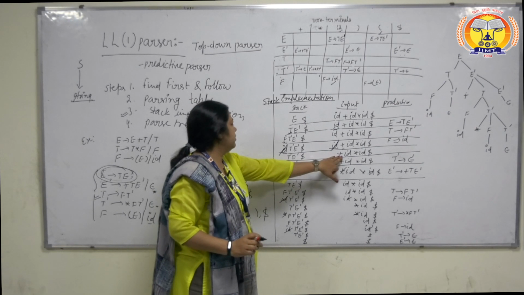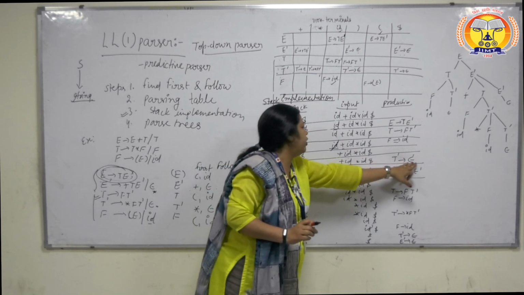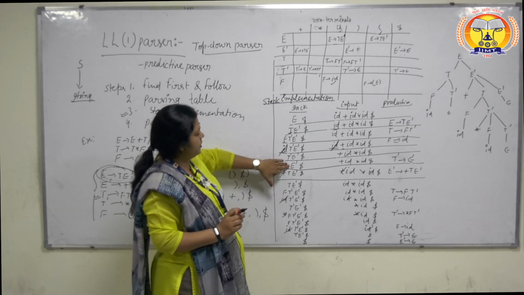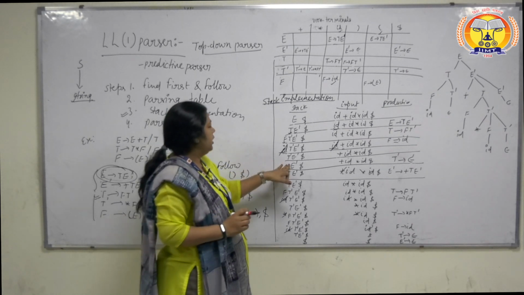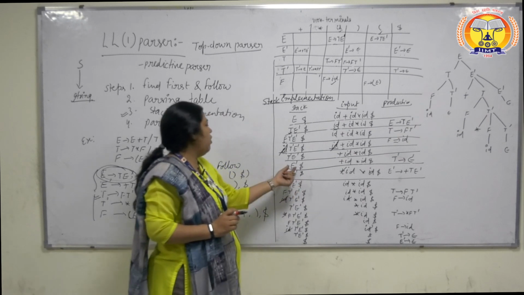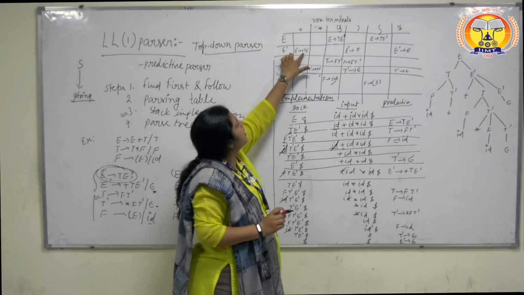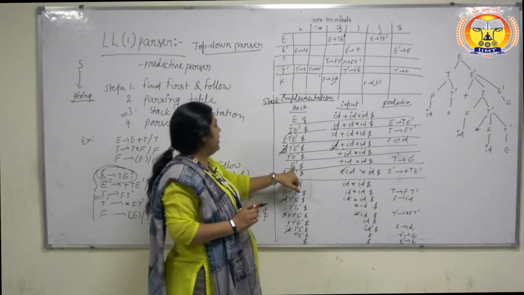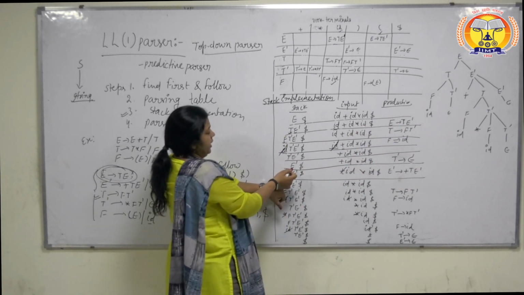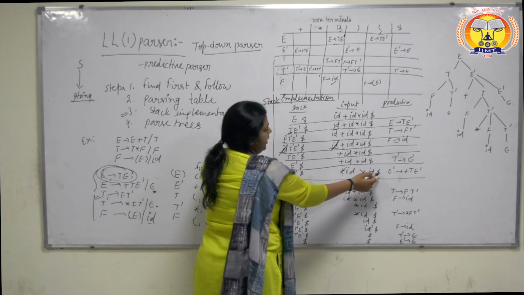Now T dash and plus have the production T dash tends to epsilon. You will put the epsilon, which means T dash will be removed from the top of the stack because it is null. Remaining is E dash dollar and plus ID asterisk ID and dollar. Now we will check E dash and plus. The entry is E dash tends to plus T E dash. That means we will apply the production E dash tends to plus T E dash. So now you can see E dash replaced by plus T E dash.